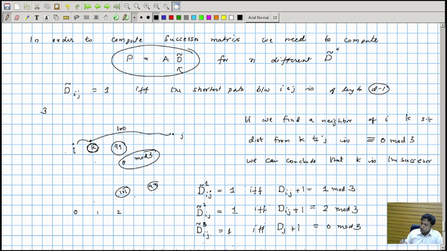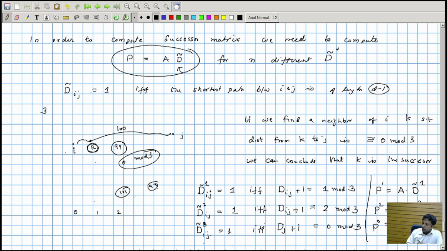Okay. And you can use these matrices and compute the witnesses corresponding to this. We can define witness matrices. So look at the product. P1 is equal to A into D tilde 1, P2 is equal to A into D tilde 2, and P0 is equal to A into D tilde 0. So we define these three matrices.